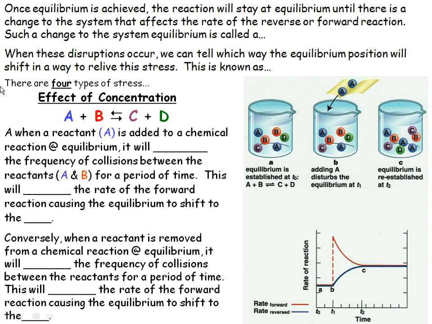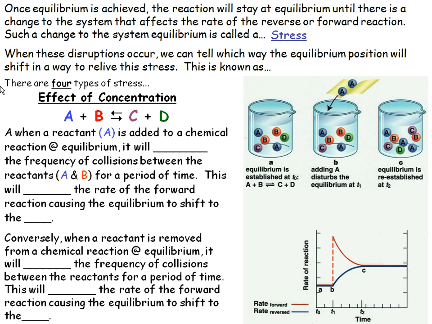Now that we've talked about what equilibrium actually is, it's time to talk about changes that can occur to an equilibrium system. Because once equilibrium is achieved, a reaction is always going to stay at equilibrium until there's some change to the system that affects the rate of either the forward or reverse reaction. Any kind of change that we add to an equilibrium, we simply refer to as a stress.